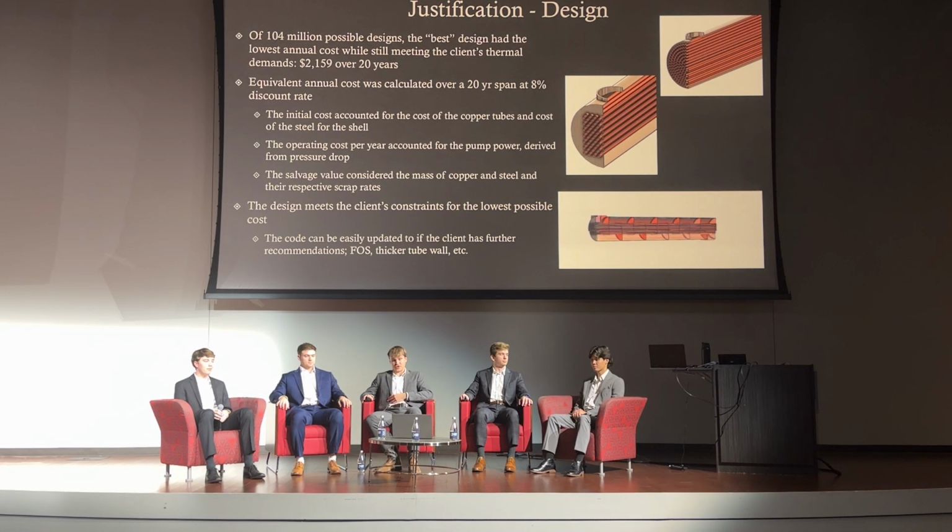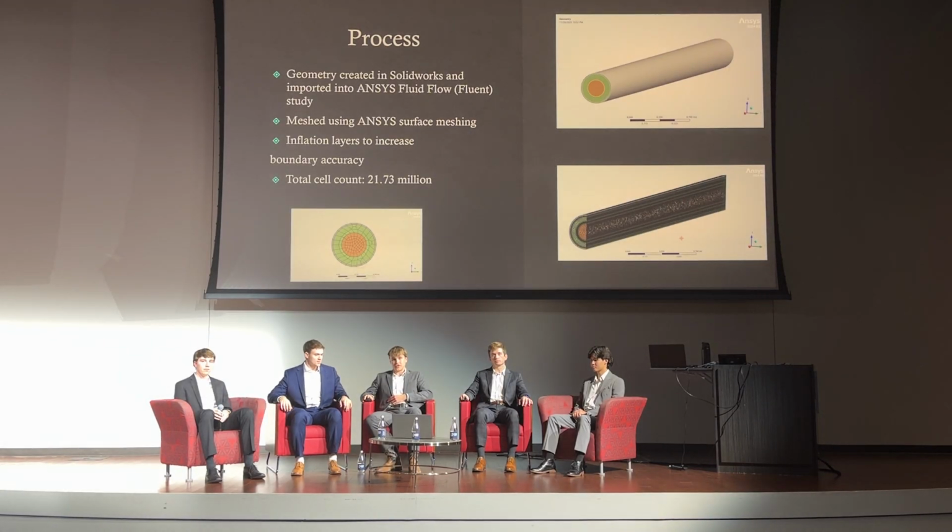Next up, Caden and Josh are going to talk about the simulations they did on our exchangers. Thank you, Zach. So we started our simulation process by making the geometry in SolidWorks. That was really crucial for us because as we got new numbers from Zach, we were able to easily iterate that and then get another simulation running. We did our meshes using ANSYS surface meshing, and one really key thing for us was to have inflation layers, so that we were able to increase our boundary layer accuracy and really see how those boundary layers were developing.